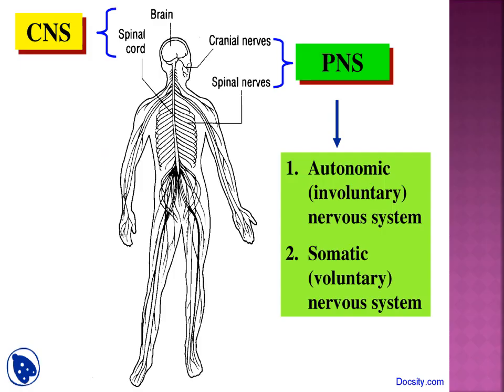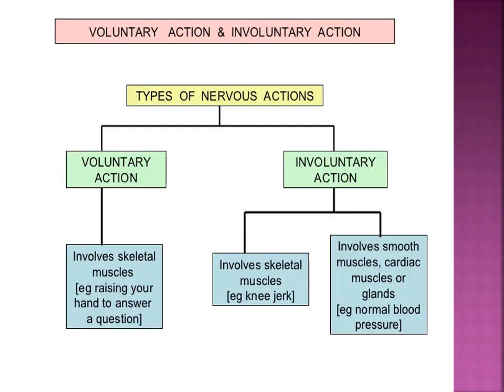Okay, look at this. Central nervous system: brain and spinal cord. Peripheral nervous system: cranial nerves and spinal nerves. Function of this is to connect all the body parts with the central nervous system. 2 types of this: involuntary nervous system and the voluntary nervous system.